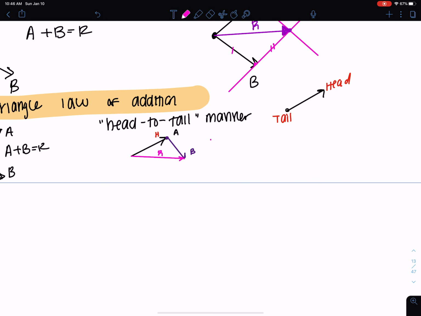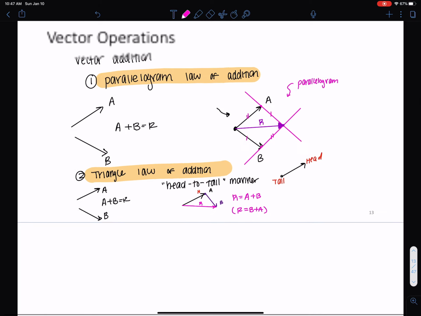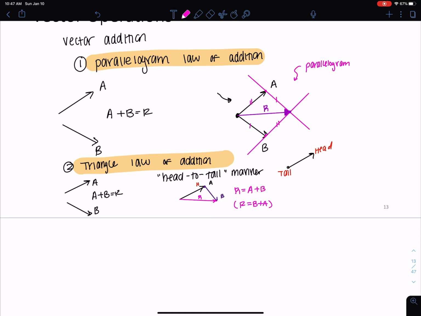And my resultant R is equal to A plus B. And then of course we have the commutative property of addition, so it doesn't matter if you were to do this, the head of B connected to the tail of A, you'll get the same thing if you do it the other way as well. So it doesn't matter which vector you choose as A and B, as long as you're connecting the head and the tail of one to the other, then you're fine. Okay, so we can use both of these rules to help us solve problems.